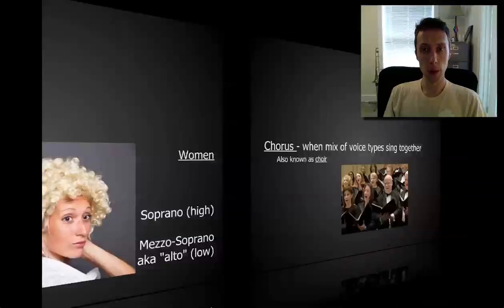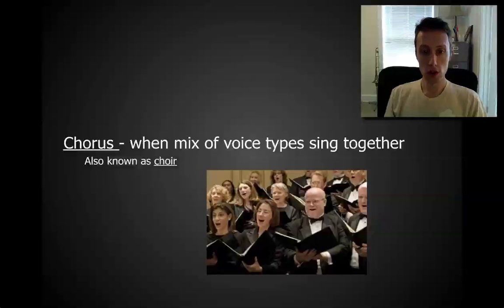So here we go. A chorus is when we have all those four voice types singing together. It's also known as a choir. As you can see in our little picture down there, we have men and women of all different voice types singing together. So there you go. A chorus or a choir is when all those voice types sing together.